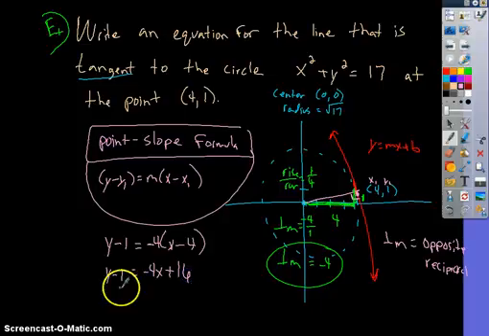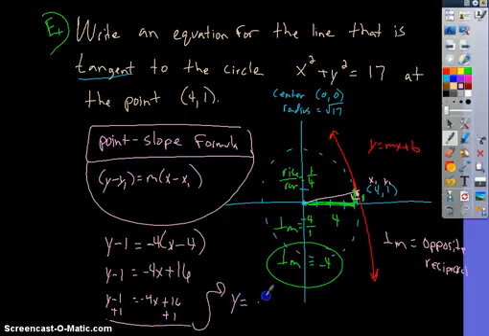Your final step in this line is add 1 to both sides. That will leave you with y equals -4x plus 17. And there it is. That's the equation for the line that is tangent to that circle and passes through that point. I do want to make that 4 look more like a -4. So that's it. Got another one.